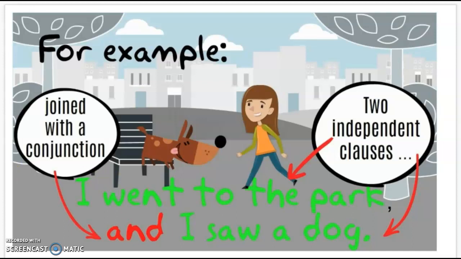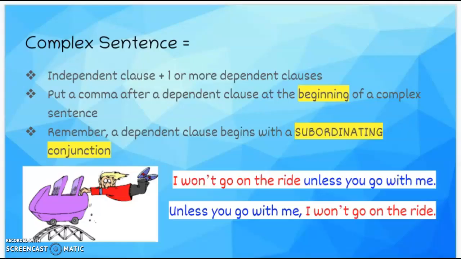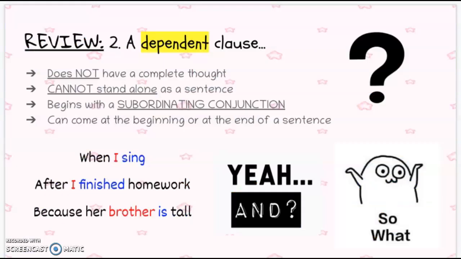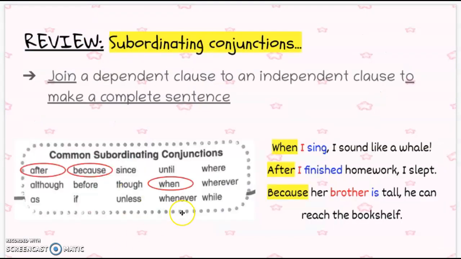The third type of sentence that we talked about on Monday is, do you remember what it's called? Complex sentence. Complex sentences sound a little more complex because they are. You need an independent clause and a dependent clause. As a review, a dependent clause cannot stand alone. It's not a complete thought, and it starts with a subordinating conjunction, which are these.